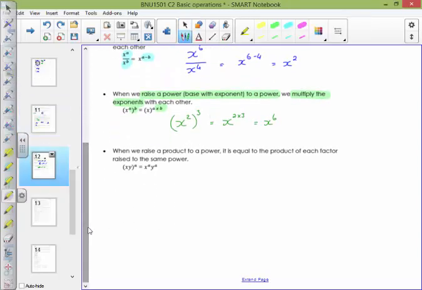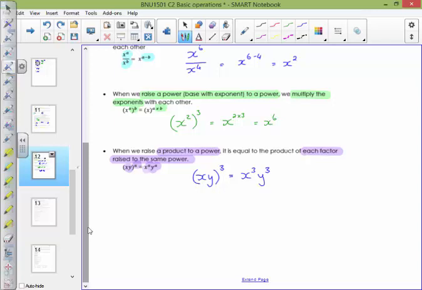When we raise a product to a power, then it'll be each of those factors raised to the same power. So the product to the power of a means each of those factors will be to the power of whatever the power is. So if you've got x times y, all to the power of 3, it's the same as saying x to the power of 3 times y to the power of 3.